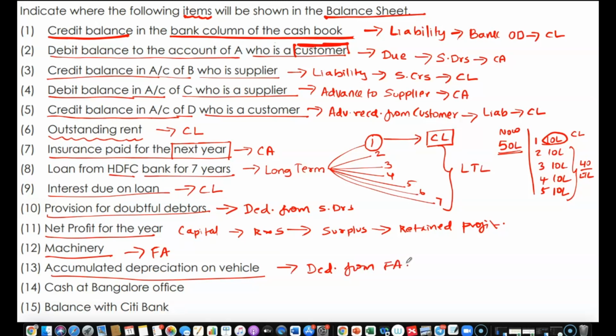The next one is cash at Bangalore office. Cash at Bangalore office is basically an asset. To put it rightly, it is a current asset. Next, balance with Citibank. Again, this is also an asset. To put it rightly, it's a current asset. Okay, so in this video we have seen 15 different items as to how it will be shown in balance sheet.